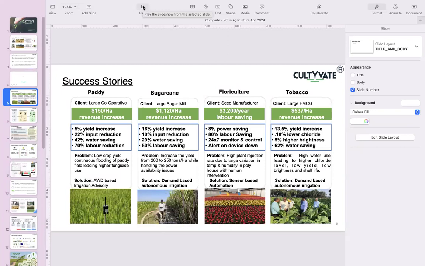And I'll just take some examples of what we have done and how exactly it benefits. Are you able to see the slide with success stories? Yeah, okay, we can see.